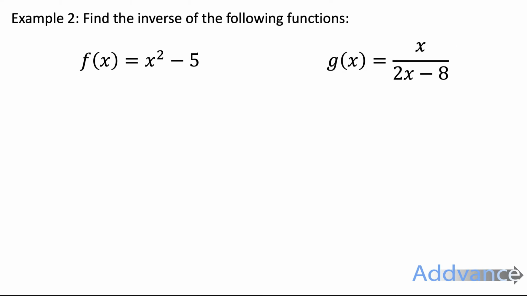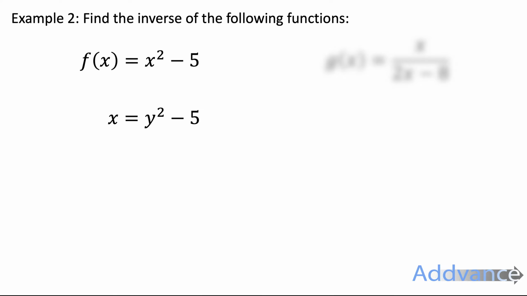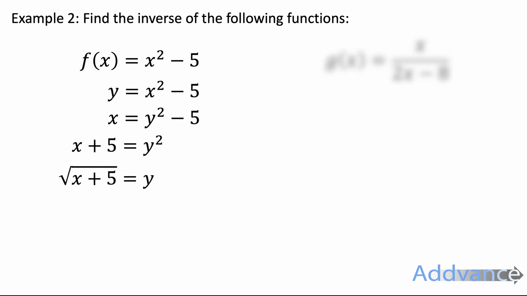Now, example 2, we're going to find the inverse of the following functions. f of x equals x squared minus 5. So you remember step 1, we're going to write y equals x squared minus 5. We're going to swap the x's and y's. And then step 3, we're going to rearrange. We're going to add 5 to both sides. And then get rid of the squared by square rooting. We get square root of x plus 5 equals y.